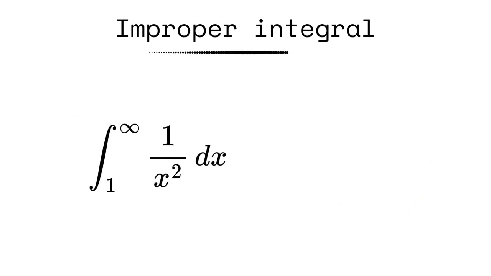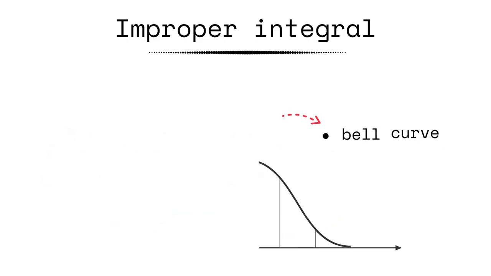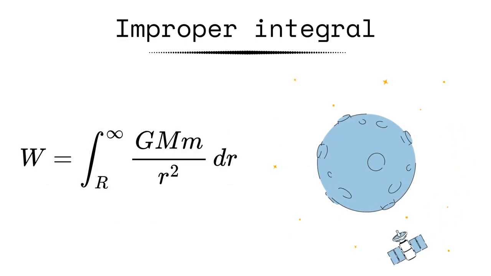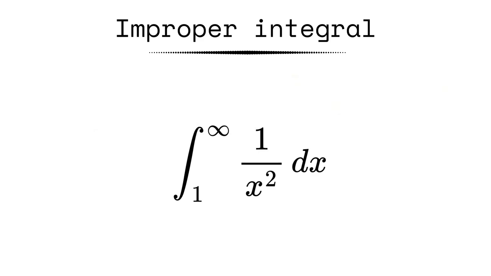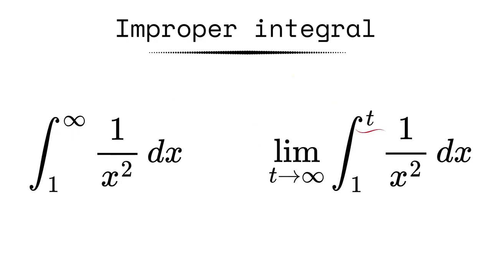The improper integral. This happens when you get too ambitious. Either one of your limits is infinity, or the function breaks, has a discontinuity inside your range. Where is it used? Probability theory, like the bell curve, and calculating escape velocities in astrophysics. Keep in mind, you cannot just plug in infinity. You must use a limit. Replace infinity with t, integrate, and then take the limit as t goes to infinity.